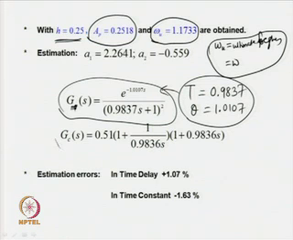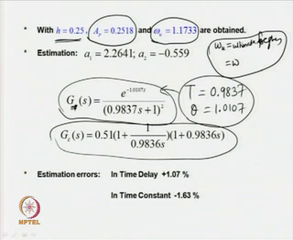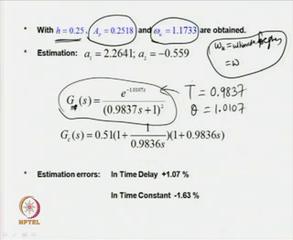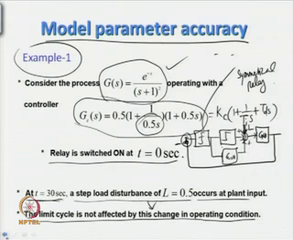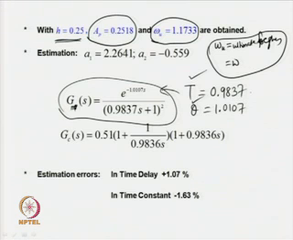Now, how the controller is designed, that will not be discussed now, rather we have interest in the accuracy of the parameters T and theta, or the estimated values of T and theta. Now, ideally T should have been 1 and theta should have been 1. So, ideally our analytical expression should have given us T equal to 1 and theta equal to 1. In place of that, we have estimated T as 0.9837.